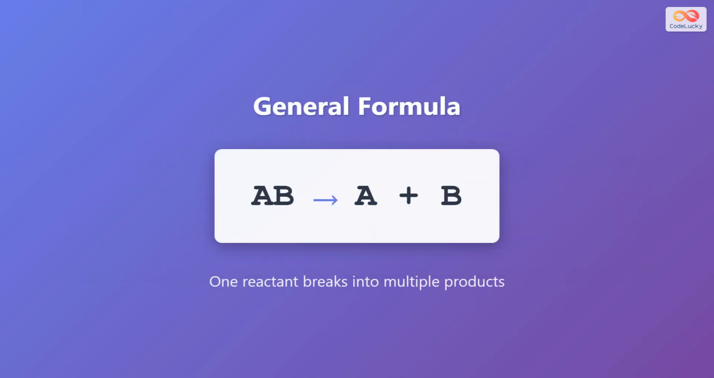The general formula for decomposition reactions follows a simple pattern. AB → A + B. Here, AB represents a single compound that serves as our reactant. The arrow indicates the direction of the reaction. On the right side, we have A + B, which represent the multiple products formed when the original compound breaks apart. This formula shows us that decomposition is essentially the opposite of putting things together. One reactant always breaks into multiple products.